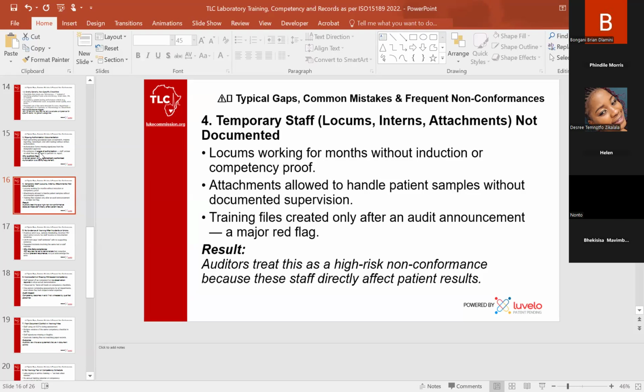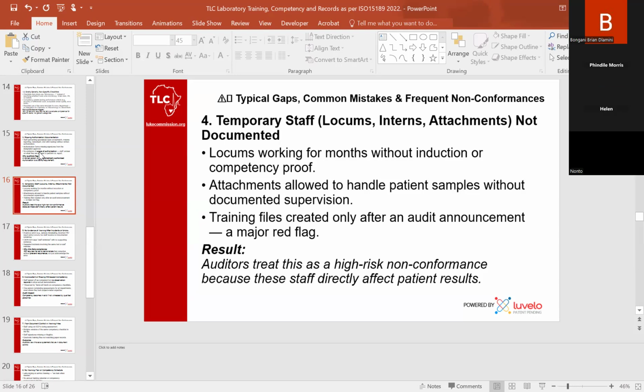Okay, please, you have to get into the habit of competency all the time. It's ongoing. Result: auditors treat this as a high-risk non-conformance because these staff directly affect patient results. So if you've got locums, attachments, or interns, please make sure your documentation is in place. If you've got any students in training, they may not work unsupervised, unless you go through all of this document, of course.